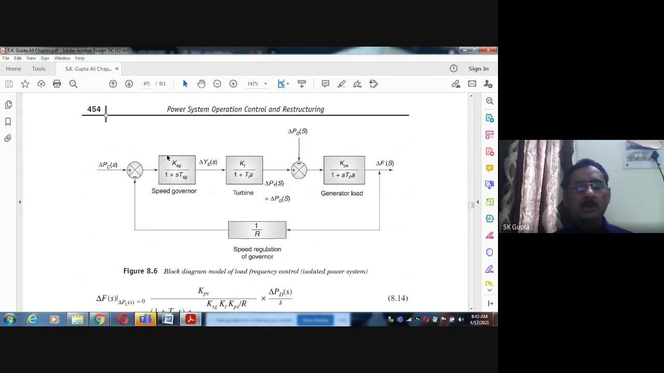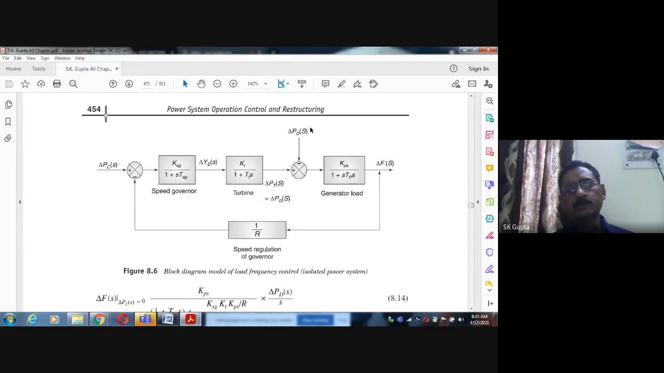देखिए, ये यही था: KHG 1 plus STHG del PC minus del FS 1 by R, ये हमारा स्पीड गवर्नर का मॉडल था। यहाँ तक, if you remember, from here up to here, this was the block diagram model of primary automatic load frequency control. This was the block diagram of the turbine, which was converting this fuel opening into the output power, PT or PG, generated power or turbine power.